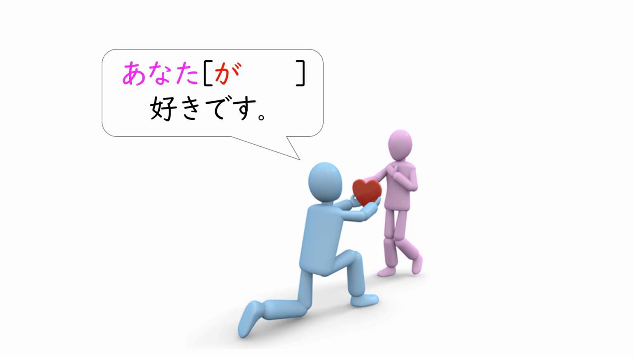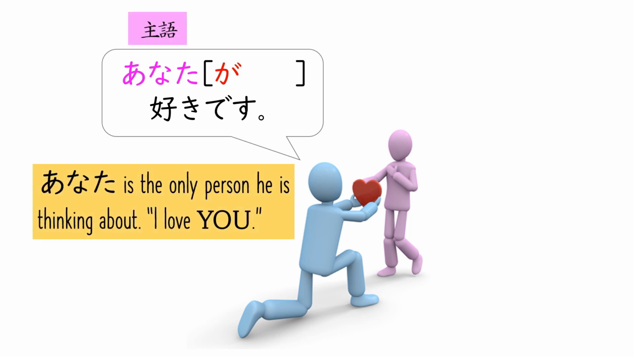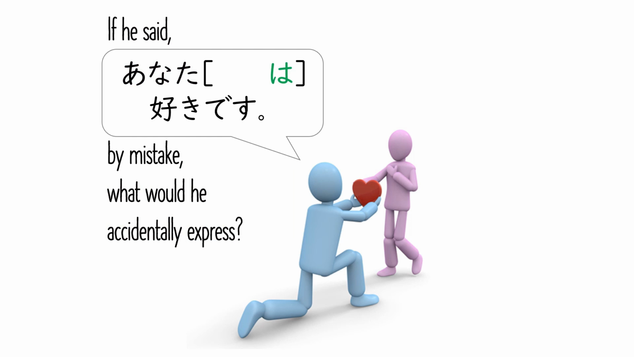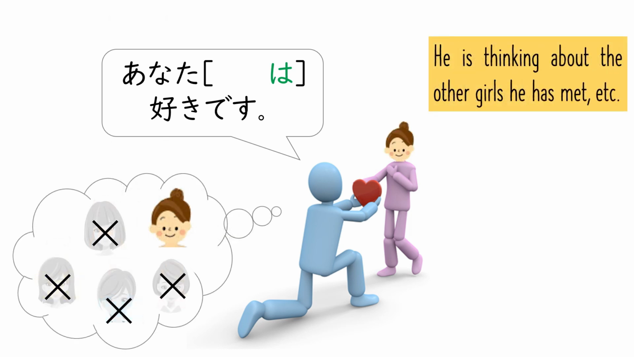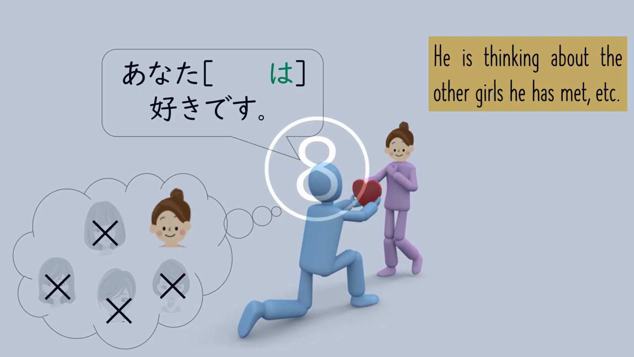あなたが好きです。あなた。Is the only person he is thinking about. If he said, あなたは好きです。by mistake, what would he accidentally express? Maybe he likes her but he doesn't like her family, or he is thinking about the other girls he has met.